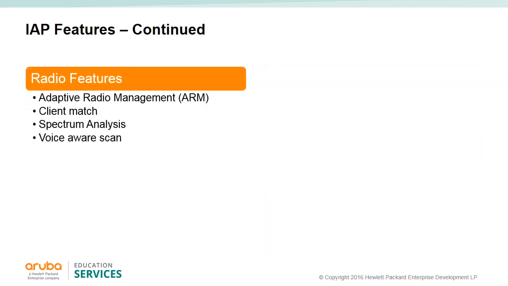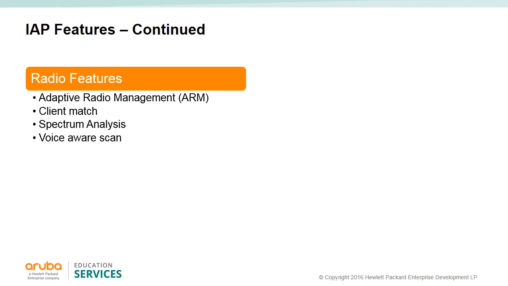Aruba's signature Adaptive Radio Management, ARM, technology is also implemented on the IAPs. This automatically manages the wireless LAN 2.4 and 5 GHz radio bands to optimize Wi-Fi client performance and mitigate RF interference. It also ensures that each Aruba Instant AP uses the optimal channel and transmit power for its RF environment. The IAP has many features that a client can use to improve their Wi-Fi experience, including Client Match, which continuously monitors a client's RF neighborhood to provide an enhanced Wi-Fi experience, and if needed, an AP or band reassignment.